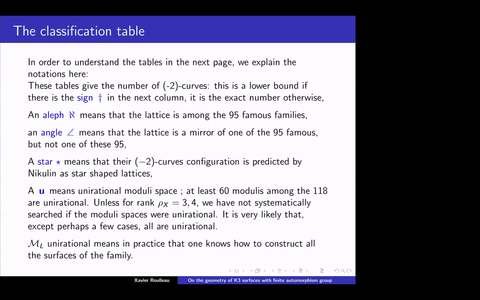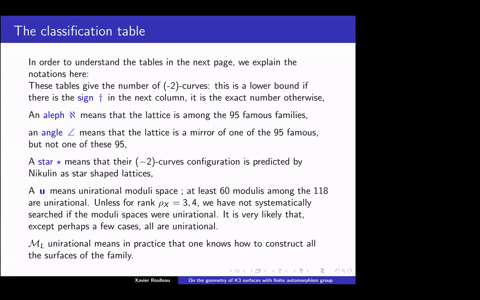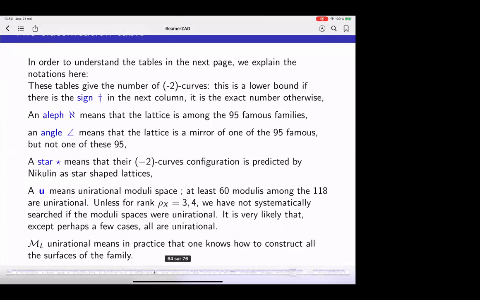An aleph means that the lattice is among the 95 families. An angle means it is a mirror of one of the 95. A star means that the configuration is as predicted by Nikulin. And U means you have unirationality of the moduli space. Unirationality means in practice that you know how to construct all the surfaces in the family. So let me show you that classification.